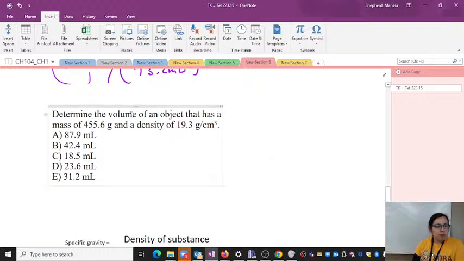Determine the volume now of an object that has a mass of 455.6 grams and a density of 19.3 grams per centimeter cubed. And just so it's not too confusing, 1 centimeter cubed is also equal to 1 milliliter.